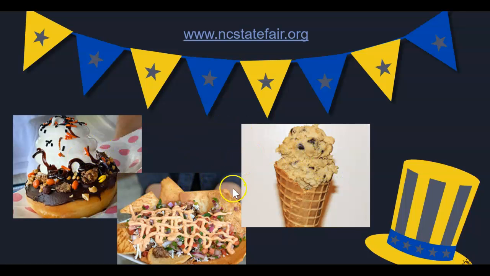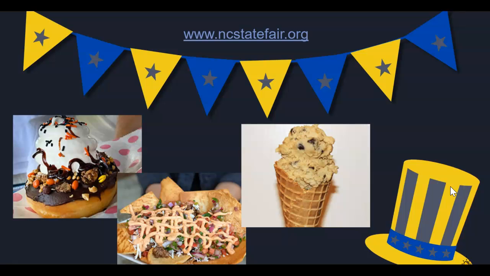We got us some snacks here. The NC State Fair. Have you ever been to a state fair or to a carnival? What's the favorite thing about the fair or the carnival that you like? What favorite food do you like? Do you like the rides, the prizes, the games? Which of those do you actually like?